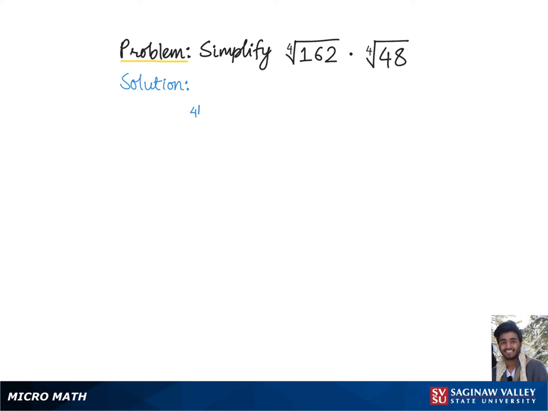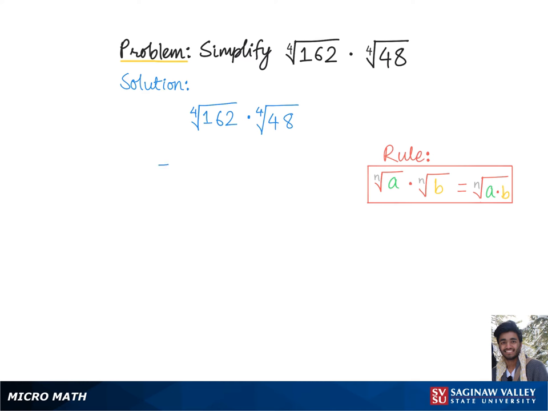To simplify the 4th root of 162 times the 4th root of 48. Here, since we have two radicals both having a common 4th root, we can combine these using this rule of radicals, according to which we'll get the 4th root of 162 times 48. Now we need to factor out 162 and 48 in a way which gives us the maximum number of a number raised to the 4th power.